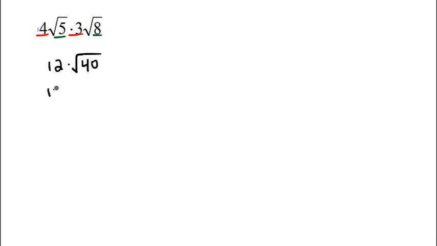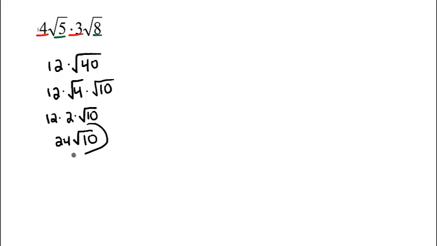So we've got 12 written again. Now, is there any perfect square that divides into 40? There is. It's going to be 4. So I write square root of 4 times the square root of 10, because 4 times 10 gives us 40. 12 times the square root of 4 is 2, and then times the square root of 10. 12 times 2 is 24, times the square root of 10, and that's going to be our final answer. So you just got to be careful to make sure you multiply the correct things by what they need to be multiplied by.